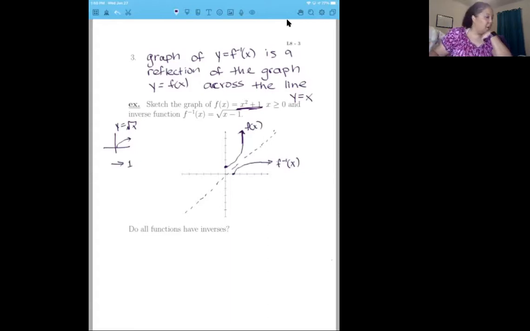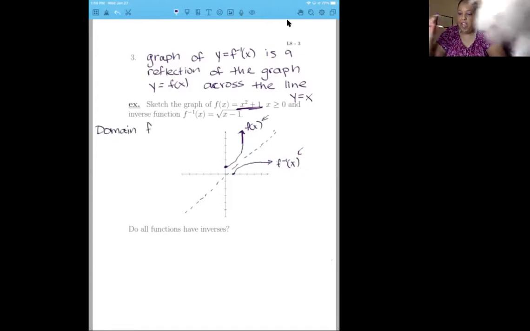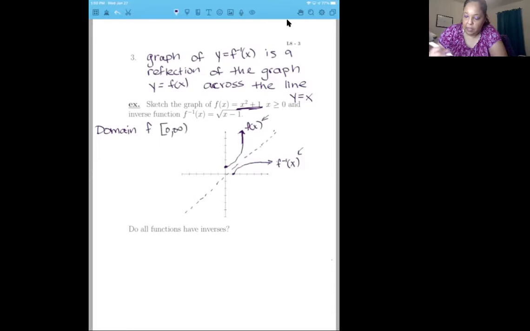All right, now let's talk about the domain and range of each of these. So this one's f of x, this one is f inverse of x. What is the domain of f? The domain of f, remember, is the x values from left to right. So the smallest x value is 0, and it goes on to infinity. The domain of f is 0 to infinity, and the range of f is the y values from bottom to top. So it starts here at 1 and goes off to infinity.